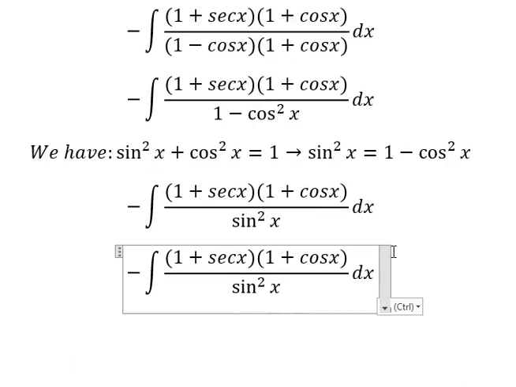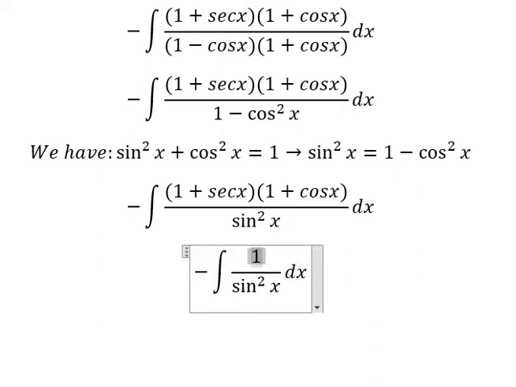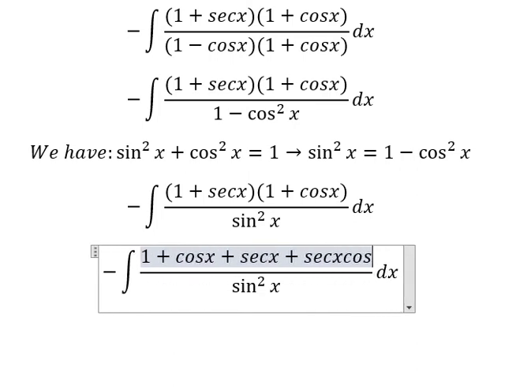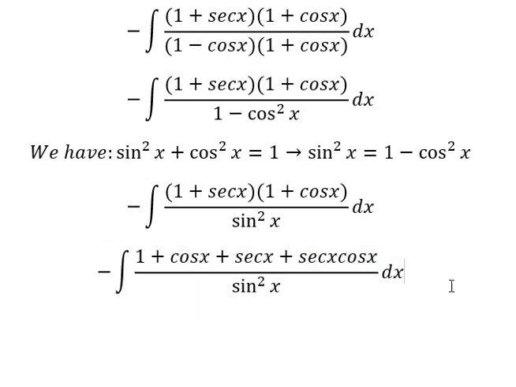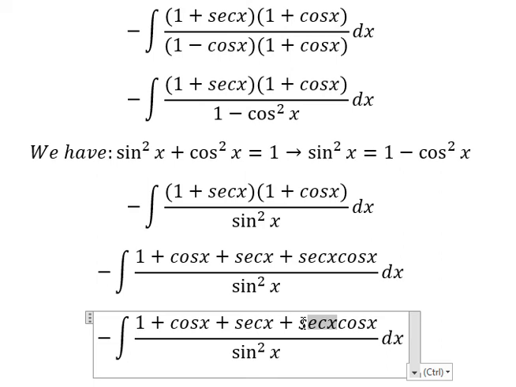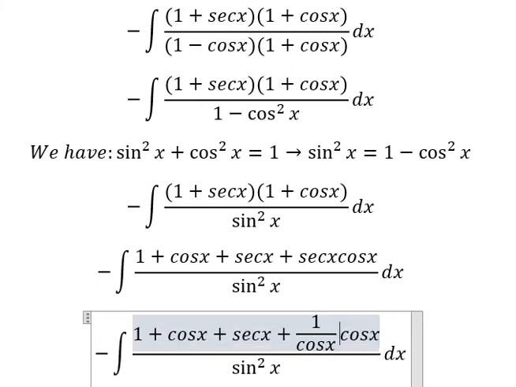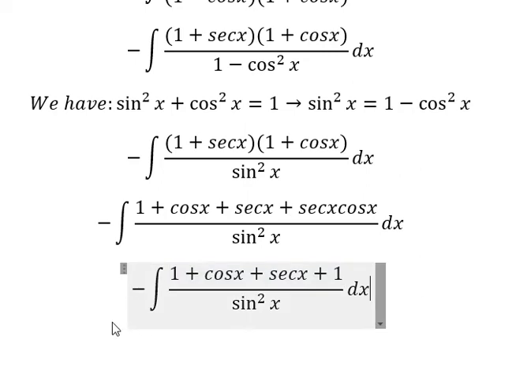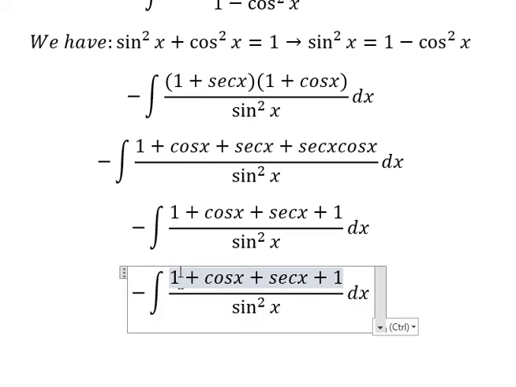Next, 1 multiplied by 1 plus cosine s and secant of s multiplied by 1 and cosine s. So we know that secant of s cosine s, this one is about 1 over cosine s. Cosine s, that will simplify. And now we have 1 plus 1 is about number 2.